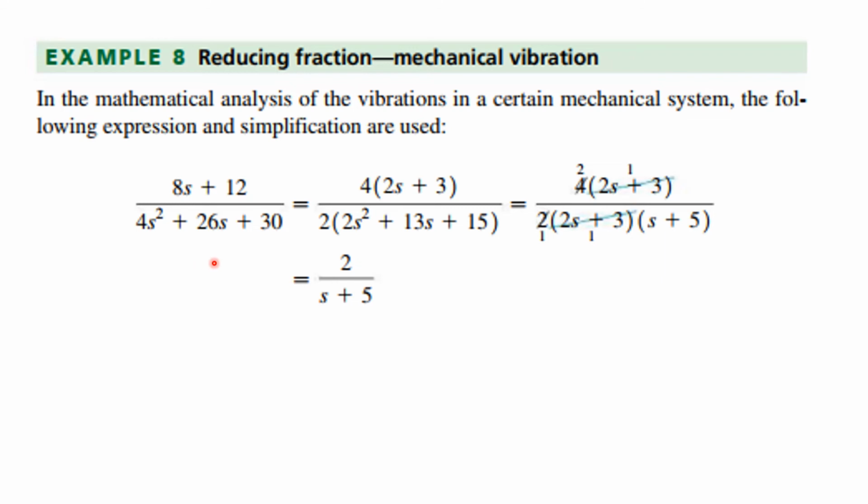Here is another problem. We factor out the common factors, and then we also factor further. The only common factors that we have are 2 goes into 2 once, 2 goes into 4 twice, but then 2s plus 3 is a common factor to the numerator and denominator. It may be canceled. So in the simplified form, I just have 2 times s plus 5. Again, 2s plus 3 goes into itself one time.